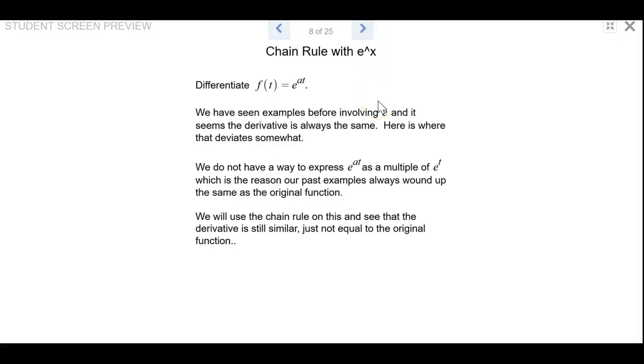So the chain rule can help us find the derivative of e raised to a multiple of x or t power. Before, when we've looked at derivatives involving e to the x, it always wound up being the same as the original function. That's because we didn't have a coefficient on the variable, but now we have a coefficient on the variable, so let's see what that does.